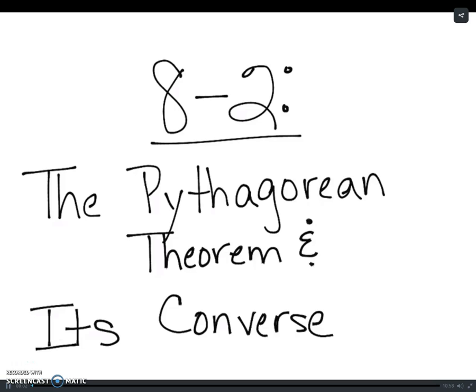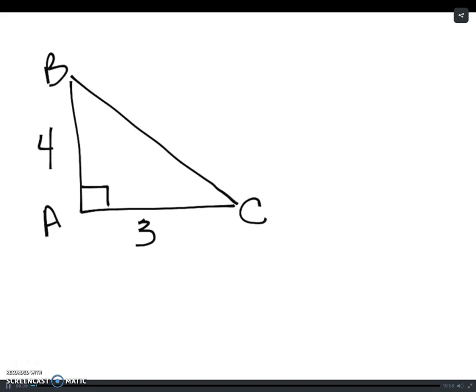Today we're going to be talking about the Pythagorean theorem and its converse. So first of all, when we talk about the Pythagorean theorem, this should be mostly a review. Remember that our Pythagorean theorem says that we can say a squared plus b squared equals c squared. Okay? And we know two things.